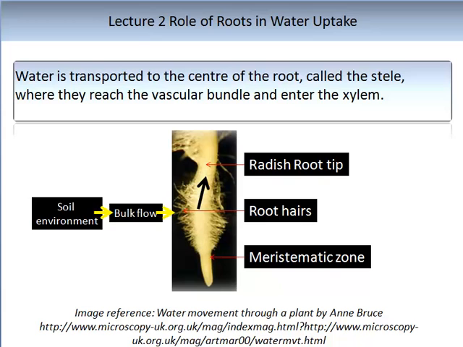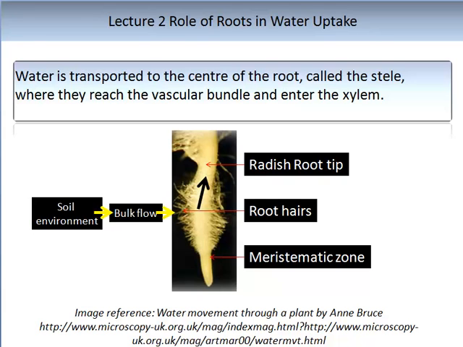So let us begin to look in some detail at how and what these structures actually look like. Starting in the soil environment, we have water. This moves through to the root hair via the process of bulk flow. Once the water enters the root hair, it is transported to the center of the root to an area called the stele. Here it will reach the vascular bundles and enter the xylem. This is an overview of the process, and in the following slides we will look at this in more detail.